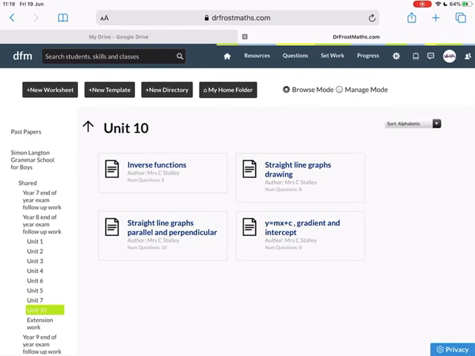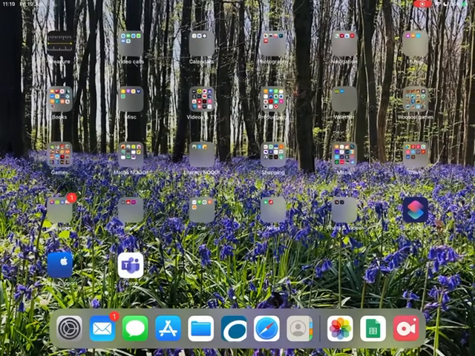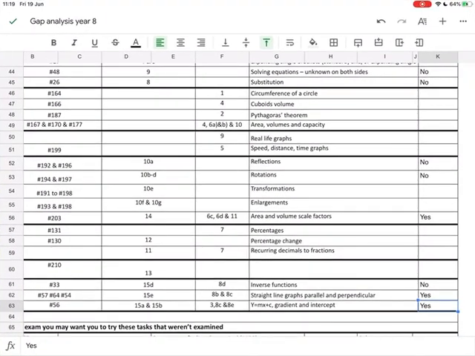And then for me it was Unit 10 I was struggling with, so I click on Unit 10, and then the name of the worksheet. So I didn't need the inverse functions, I was quite good on that. This one, y equals mx plus c, gradient and intercept, was the worksheet that was under that topic. And then I can fill that in, submit my answers, and it will come up under your area in Dr Frost Maths.